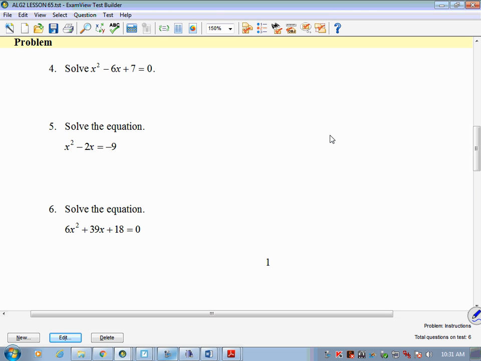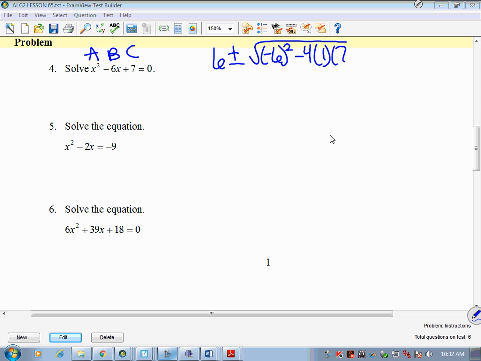All right, let's look at question number 4. What time are we out of here? 3:36? Okay, we'll try to get through. We only have 3 questions left. We've got A, B, C. So we're going to write 6 plus or minus the square root of negative 6 squared minus 4 times 1 times 7, over 2 times 1. Do we agree with how this has been written up?